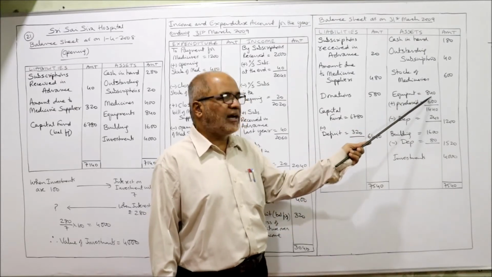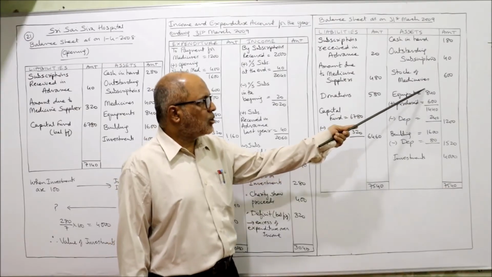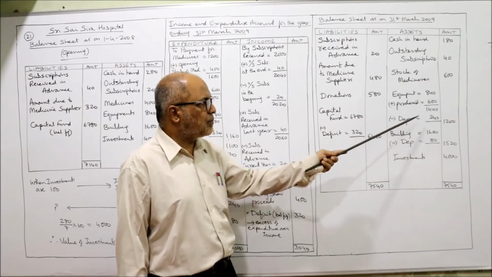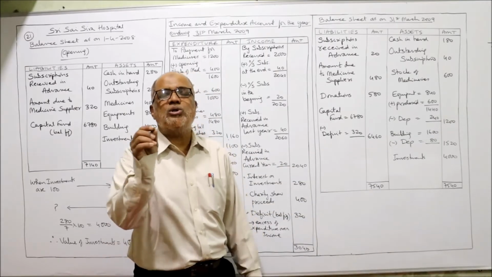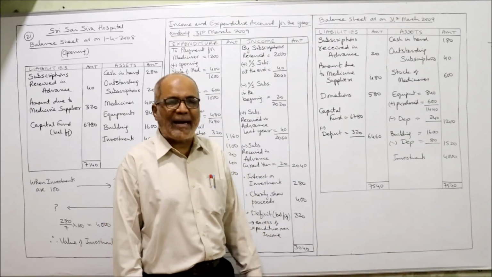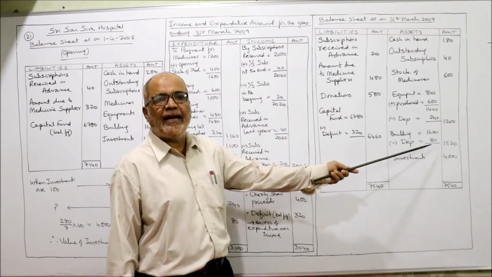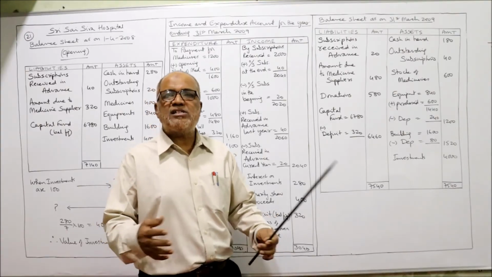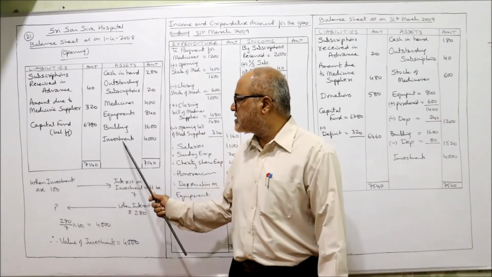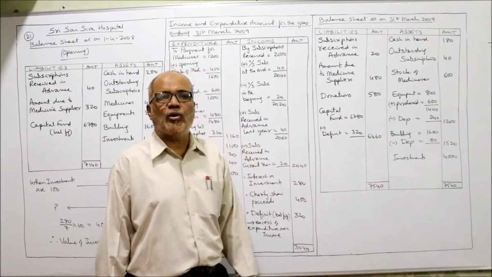Equipment at the beginning of the year 840, and during the year purchased 600. So total 1440 minus depreciation 240. So ultimately 1200 rupees is the closing value of equipment. Building. At the beginning of the year, building was 1600, 80 rupees depreciation, 1520 is the closing value. And investment, at the beginning of the year investments were 4000, at the end of the year also investments are 4000.